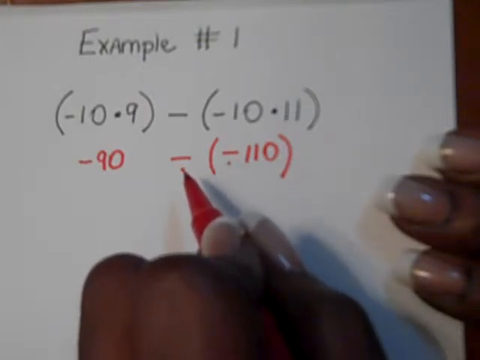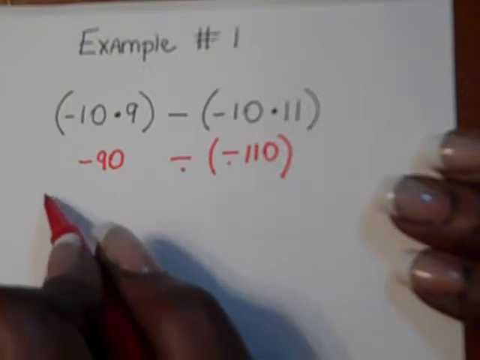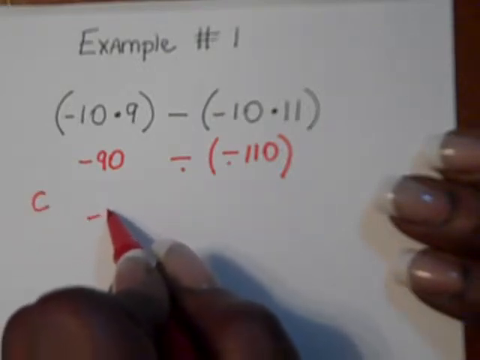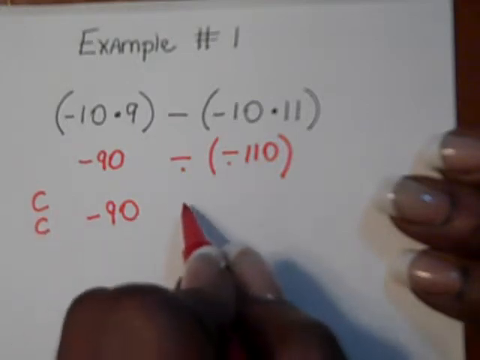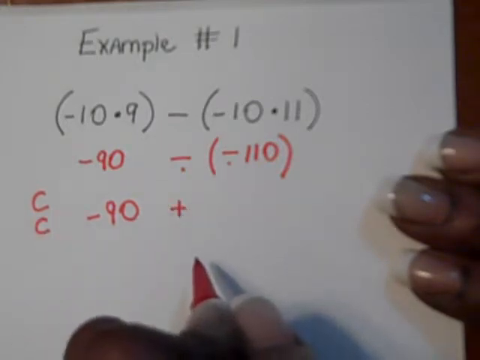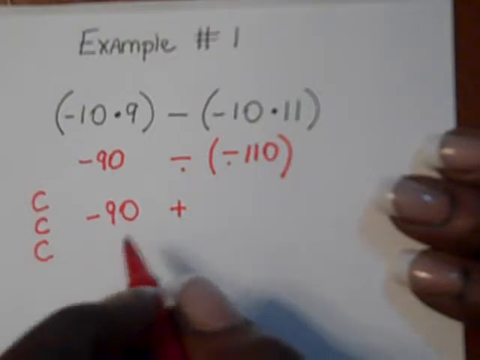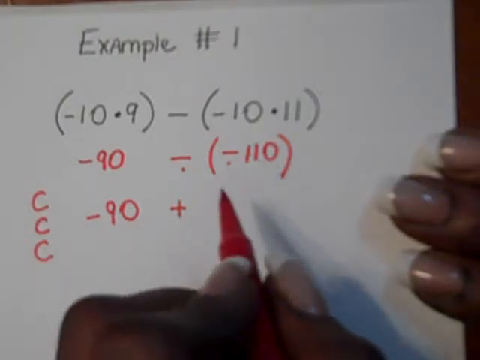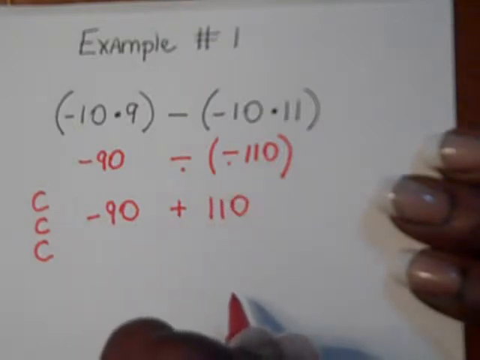And remember your rules for subtraction. We CCC, which means copy the first number, change subtraction to addition, and change the sign of the second number. So this negative 110 is now a positive 110.